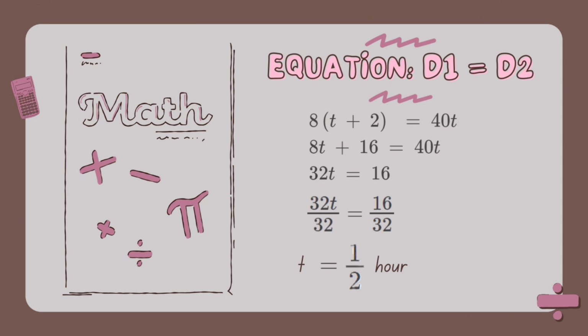And then we need to divide both sides by negative 32 to cancel out the negative. So t equals negative 16 over negative 32. And then we need to simplify this answer and it will become t equals 1/2 hour. The final answer is t equals 1/2 hour. And the time before you catch up to Tanya is half an hour.